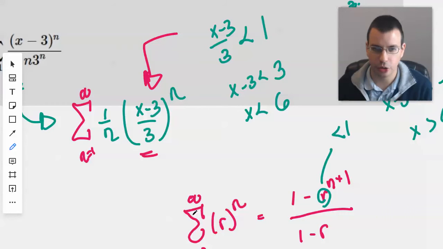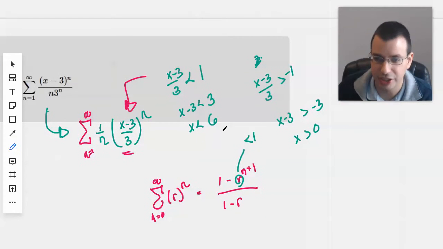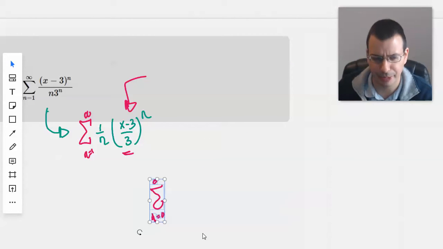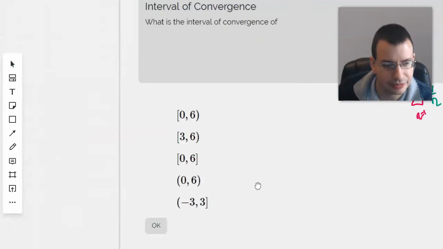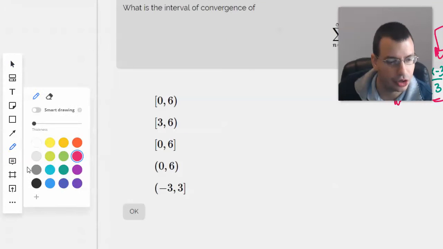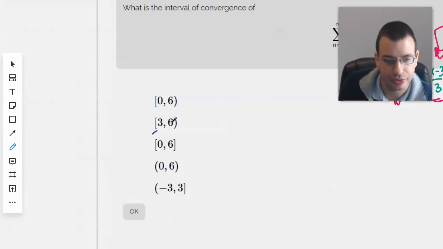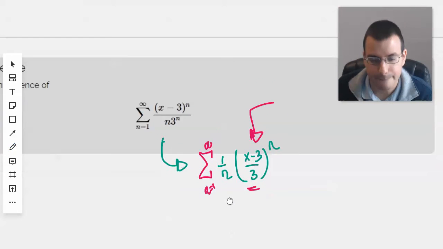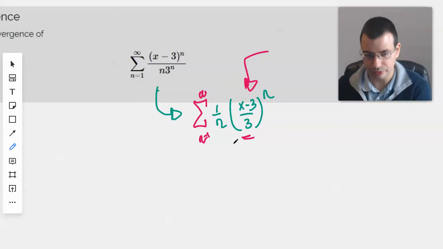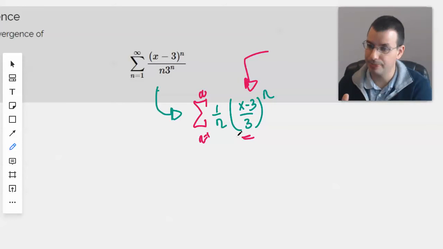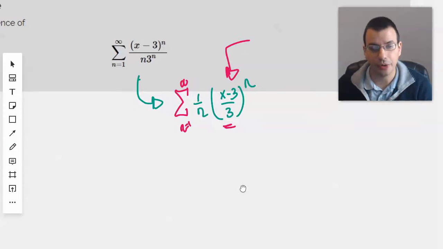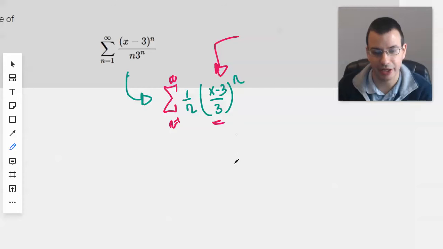So now the question becomes, what about the endpoints? We determined that it's between 0 and 6. Actually, I should probably check out what the possible answers are. If we come over here, they're pretty much all 0 and 6. So we have limited it down to 1 and 3, which isn't bad. Now the question is, what about the endpoints? Do they work or not? Let's start with 0.